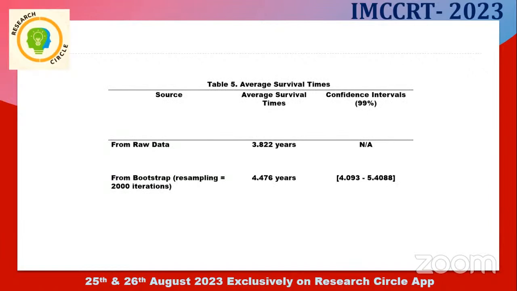Now moving forward, this is basically an estimation of the average survival time of our patients from the raw data, disregarding whatever distribution they are following. We can see in here that the average calculated survival from the raw data is 3.822 years. Then we performed a bootstrapping wherein we resampled the 272 observations and calculated the averages, with a confidence interval from 4.093 up until 5.4088. So we have an estimated survival of 4.476 years, or roughly 4.5 years.